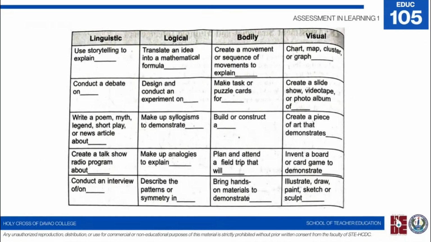Now that we have a solid understanding of each intelligence, let us now look at concrete, classroom ready assessment tasks. So this table presents specific examples organized under four intelligences: linguistic, logical, bodily kinesthetic, and visual. So each item in the table represents a task template. Note that the blank lines at the end of each task are intentional, meant for you to fill in with your specific topic or content area.